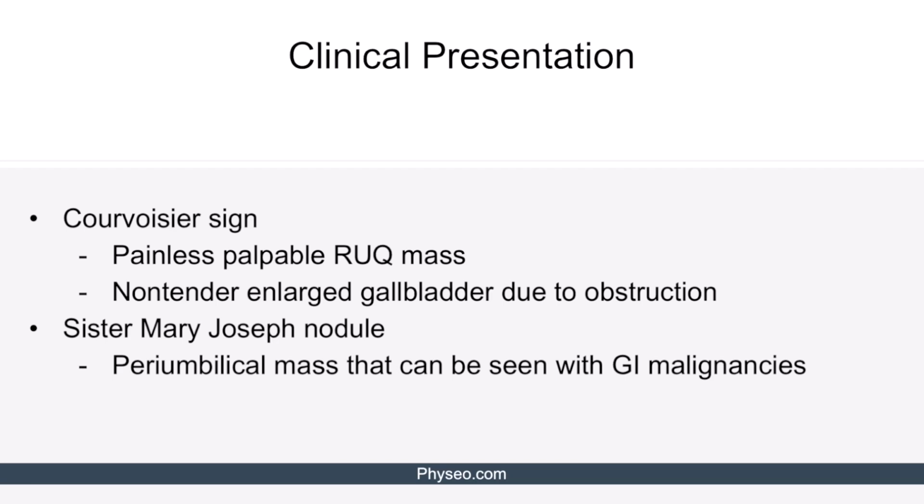Patients may also present with Courvoisier sign. This sign is a painless, palpable right upper quadrant mass present in pancreatic cancer. The mass is actually a non-tender and distended gallbladder secondary to obstruction of the biliary tract. Another sign associated with pancreatic cancer is the Sister Mary Joseph nodule. This is a non-specific periumbilical mass that's associated with gastrointestinal malignancies.